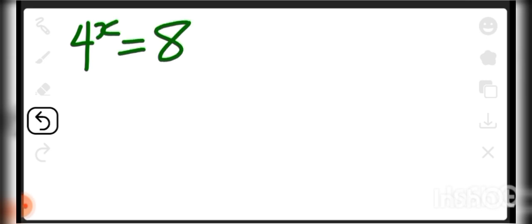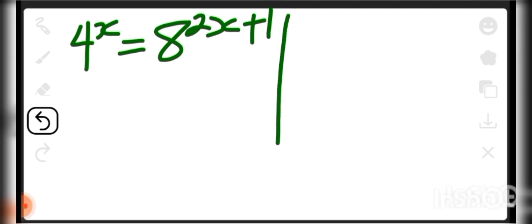All right, okay. Let's look at this first question from Indices. The question is, if we have 4 raised to the power x is equal to 8 raised to the power 2x plus 1, what is going to be the value of x? That's the first question we're going to look at now.